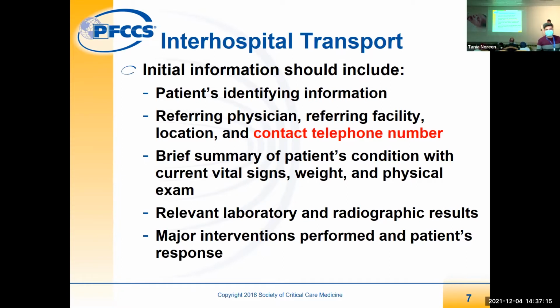रेफरेंस फिजिशियन, रेफरेंस फैसिलिटी लोकेशन, रेफरेंस फिजिशियन का नाम आपको पता होना चाहिए, रेफरेंस फैसिलिटी का नाम और वहाँ किस लोकेशन के ऊपर है और उसका कॉन्टैक्ट नंबर, वहाँ का कॉन्टैक्ट नंबर. Brief summary of the patient condition, physical and vital signs, physical examination, relevant laboratory and radiological results, and major interventions performed and patient's response to those interventions. अगर उन्होंने कोरस किया तो उससे क्या फर्क पड़ा है, repeat vitals क्या है.